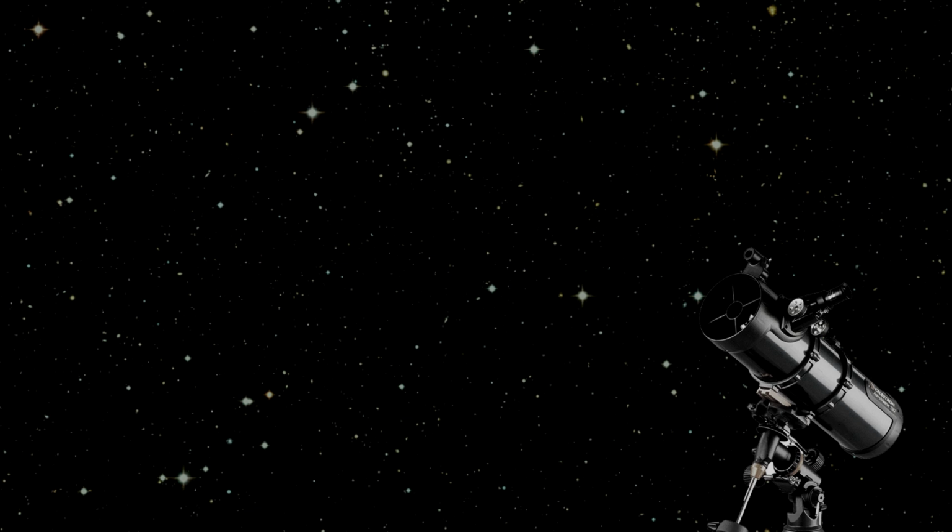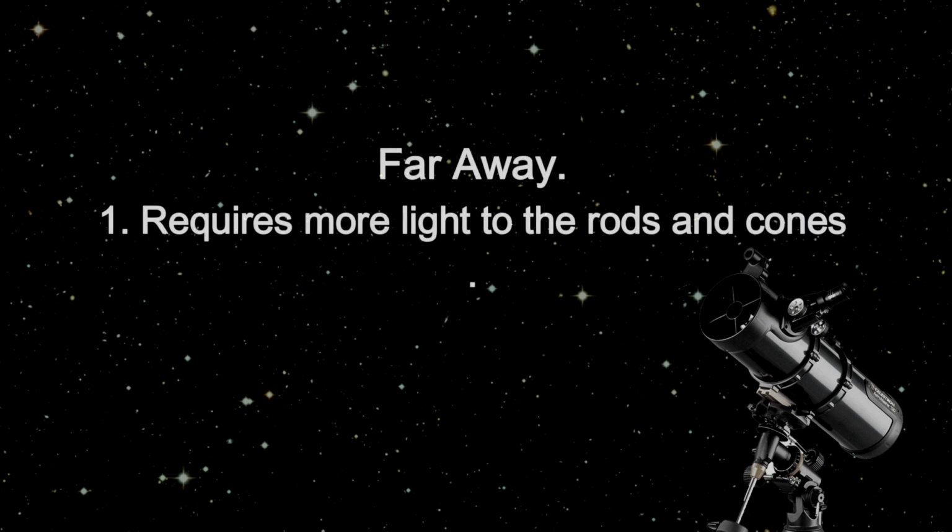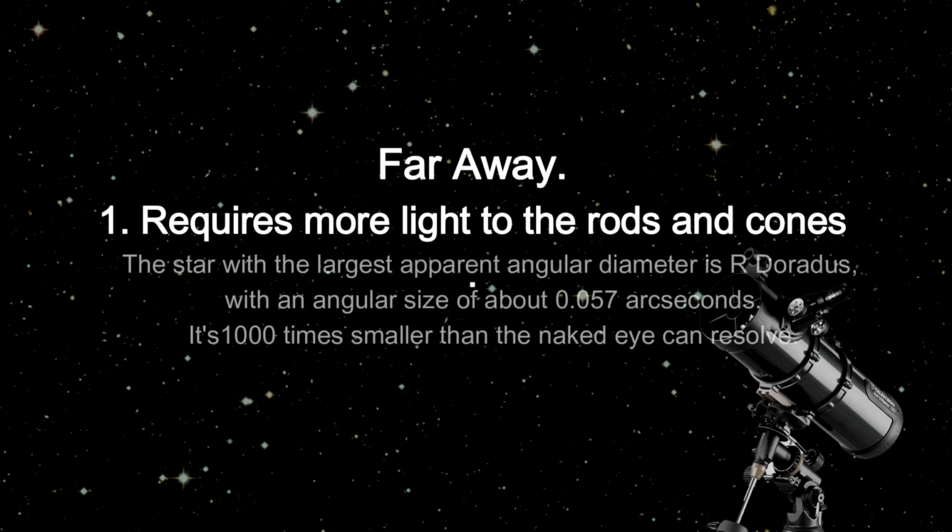A telescope can only make the additional stars visible by increasing the level of light to the individual rods and cones of our eye. Magnification will make very little difference, as their angular size is extremely small.